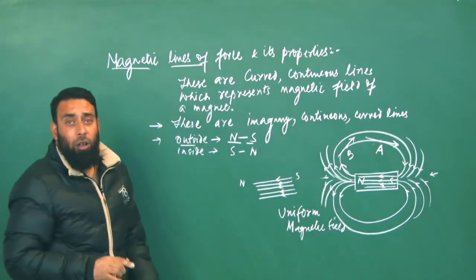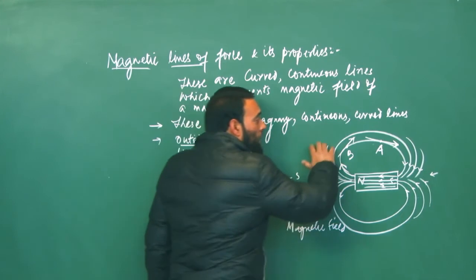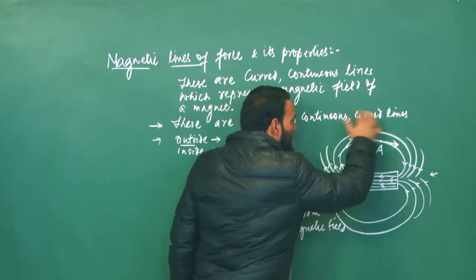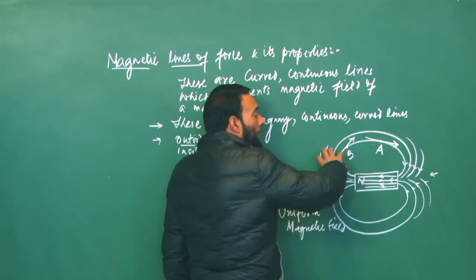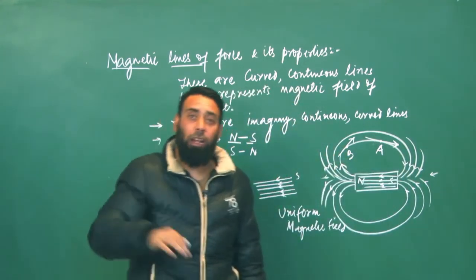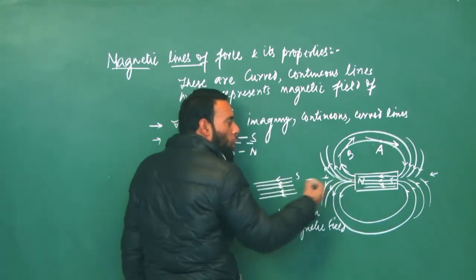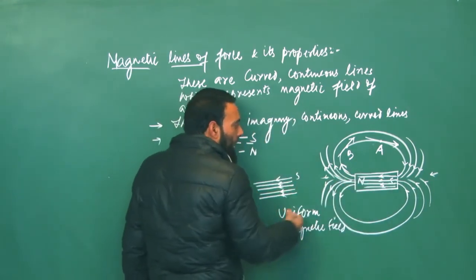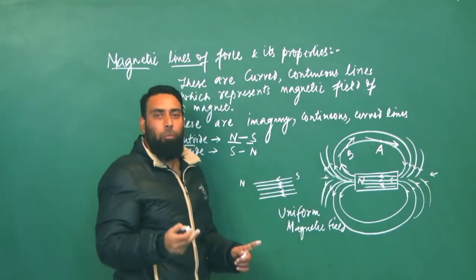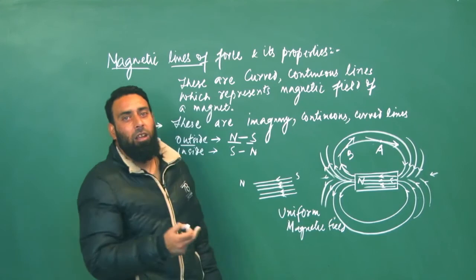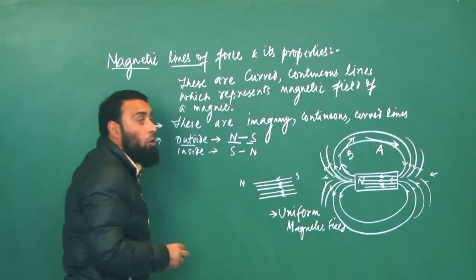I will repeat this point. The magnetic field lines outside are directed north to south, and the magnetic field outside is always non-uniform, because at every point the magnetic field direction and magnitude will be different. But inside, all the magnetic lines of force are moving in one direction, south to north, and they are equidistant to each other. That means at each and every point inside, the field line strength, magnitude and direction will be the same. So we call that magnetic field a uniform magnetic field.